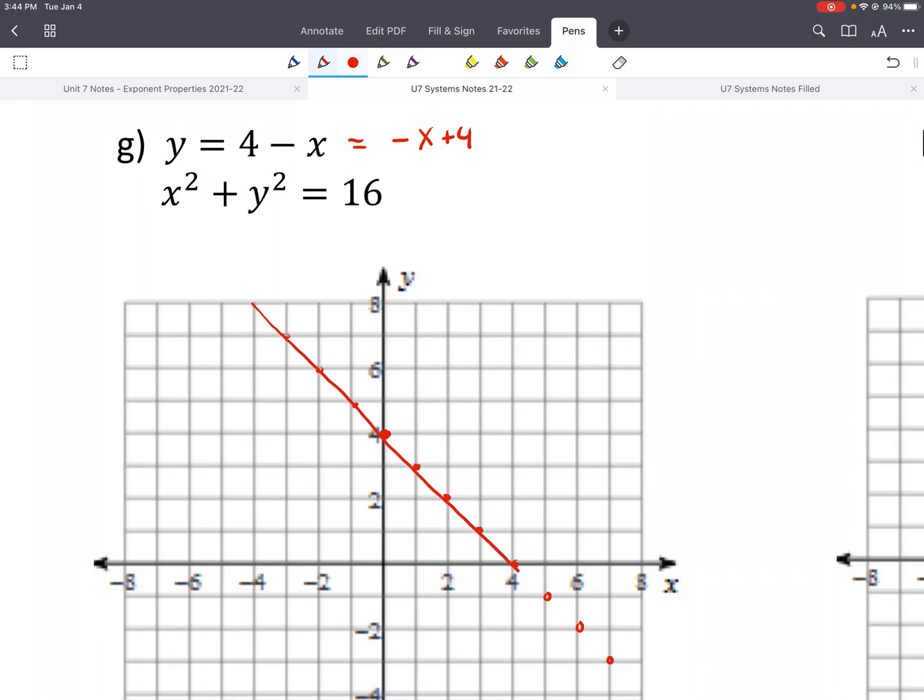Okay, so do your best. Put those points in. Don't just do a willy-nilly straight line that's not going to be where it's supposed to be. Have it right if you're going to find your intersections.